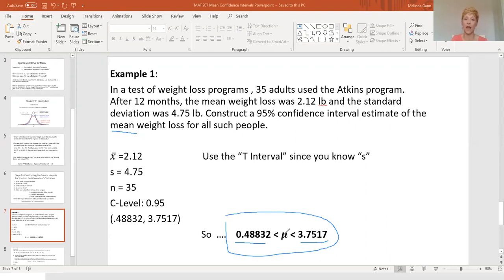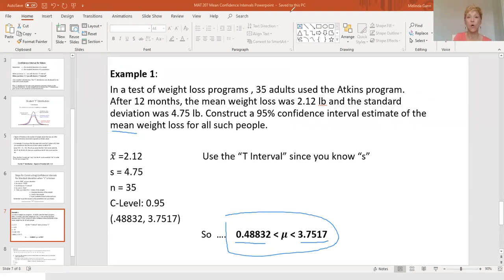So the average weight loss on this Atkins program was between, look what this says, less than a pound and about 3.8 pounds. So yeah. I am sorry, I'm not dieting for a year and giving up cake if my average weight loss is like less than 4 pounds, but every man for himself.